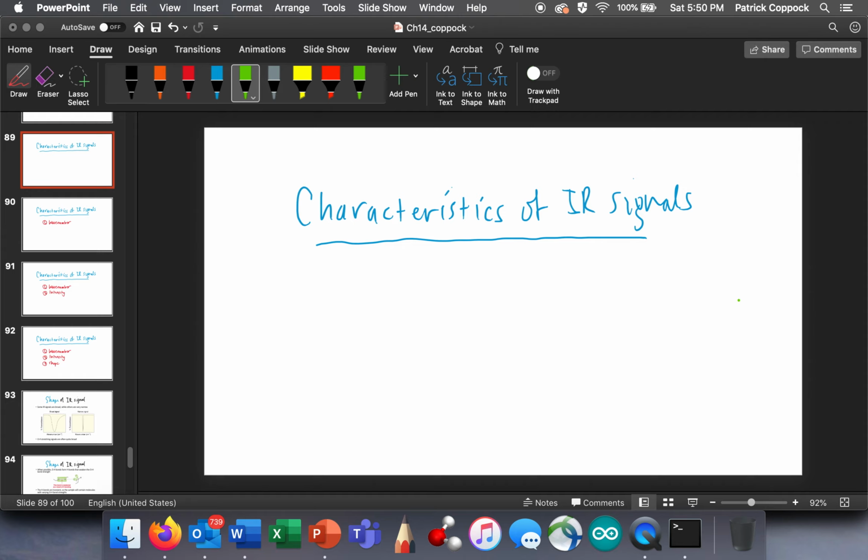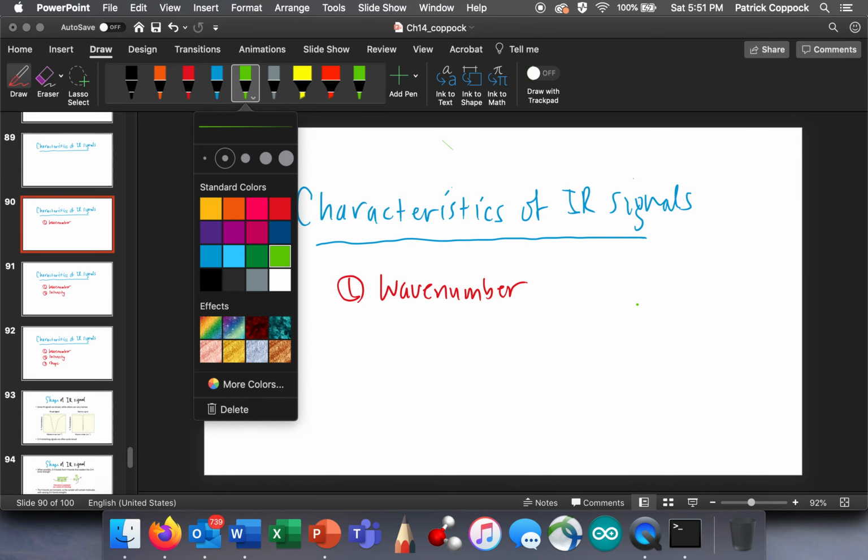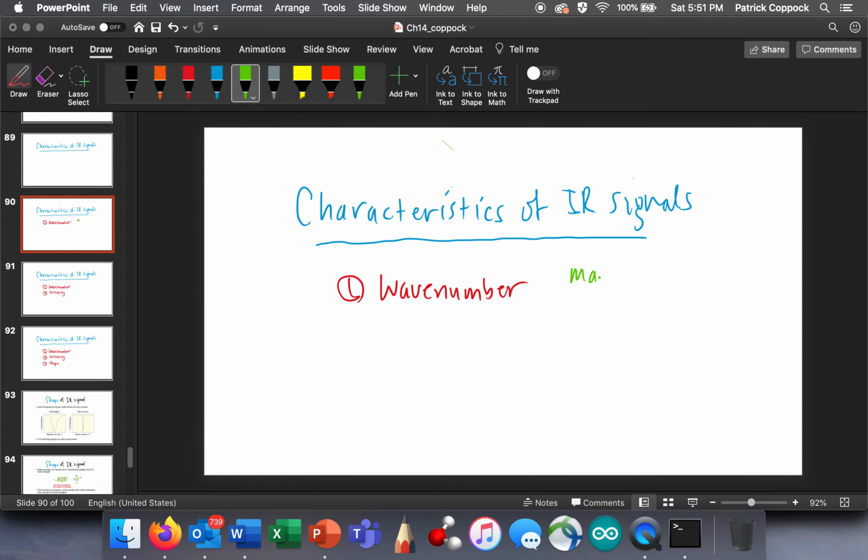Okay, so right in the middle of our discussion of IR signals, we said that there were three characteristics of IR signals. The first characteristic was wave number, that is, where does the signal show up on the spectrum itself? We said that the wave number is affected by the mass of the atoms that make up the bond, as well as the bond strength. Those two things affected the wave number.